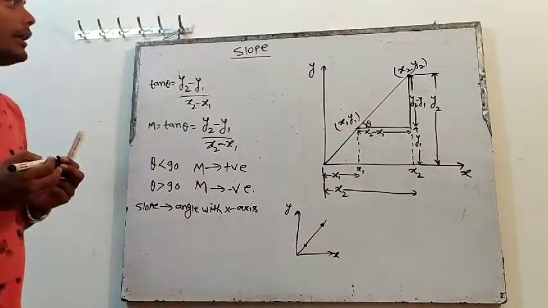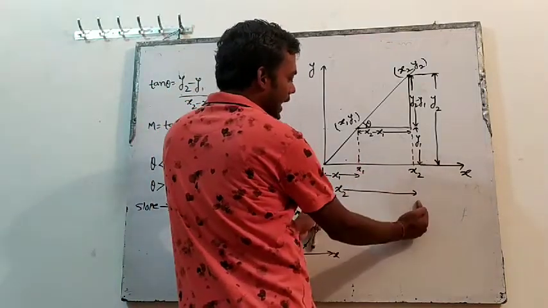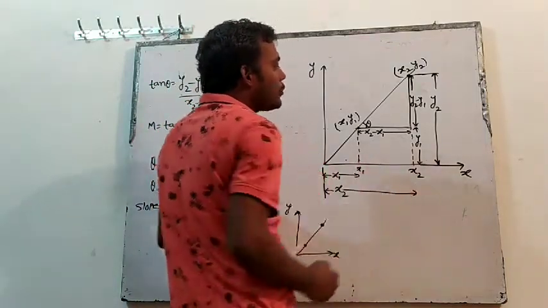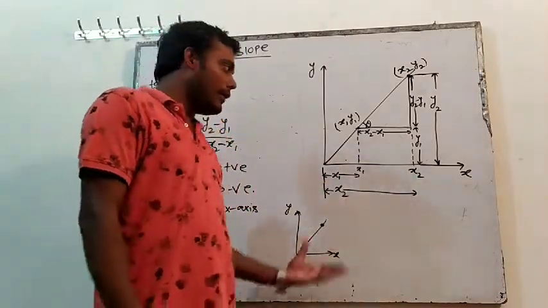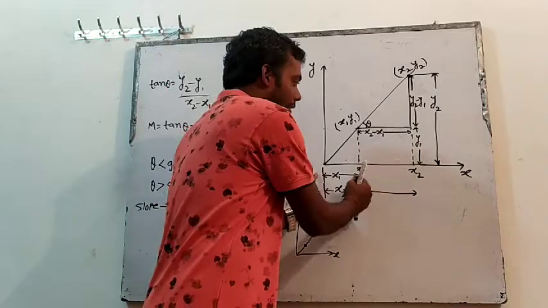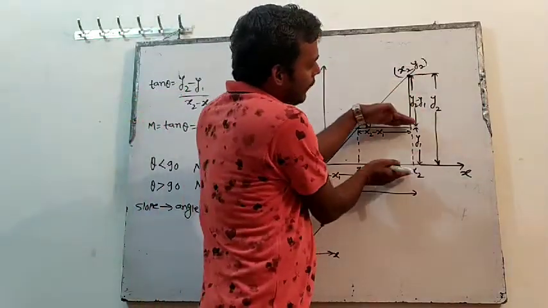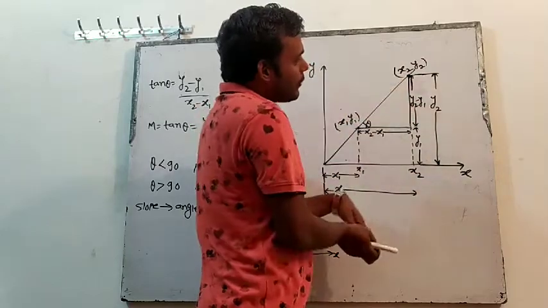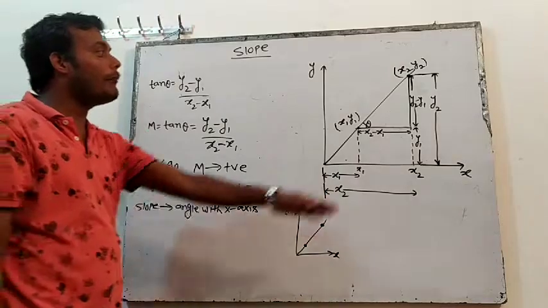Is it clear? If this much is x1 and this much is x2, then this much will be x2 minus x1. This minus this is equal to this, right? Similarly, if this is y2 and this is y1, this will be y2 minus y1.